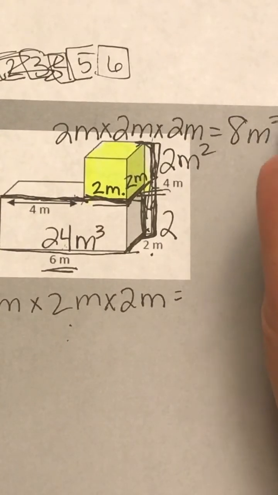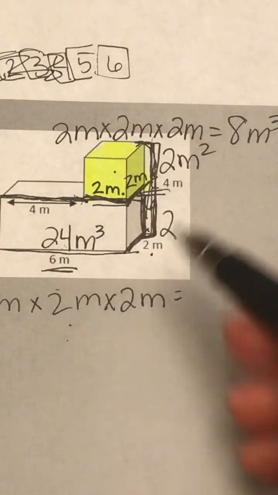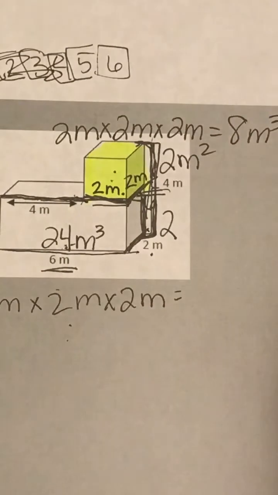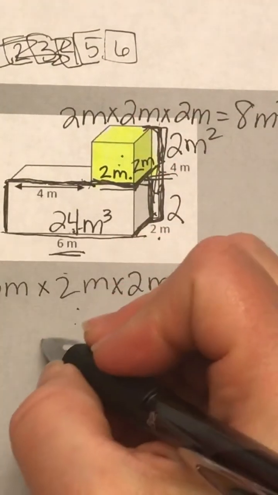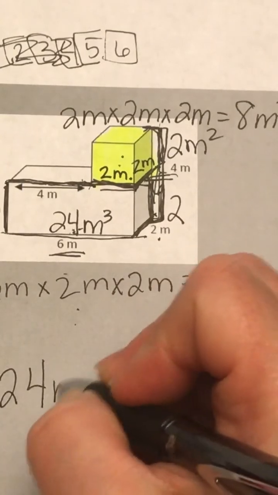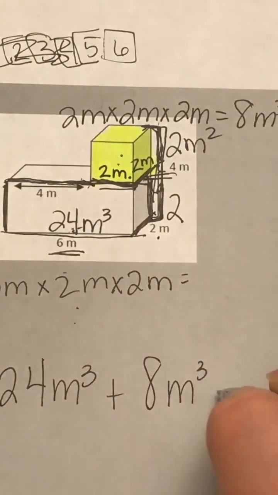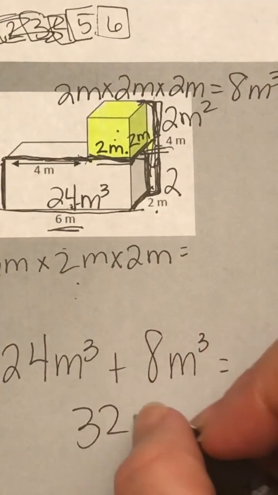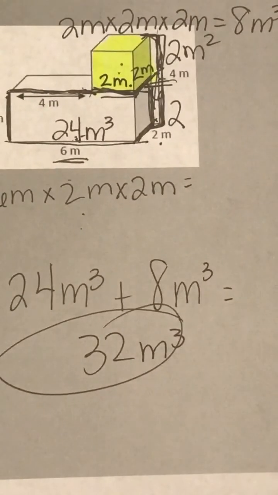So I have found the volume of this box. I have this cube. I have found the volume of this rectangular prism. Now to find the volume of the whole structure, I have to add them together. So I get 24 cubic meters plus 8 cubic meters equals 32 cubic meters. And that would be the volume of that structure.